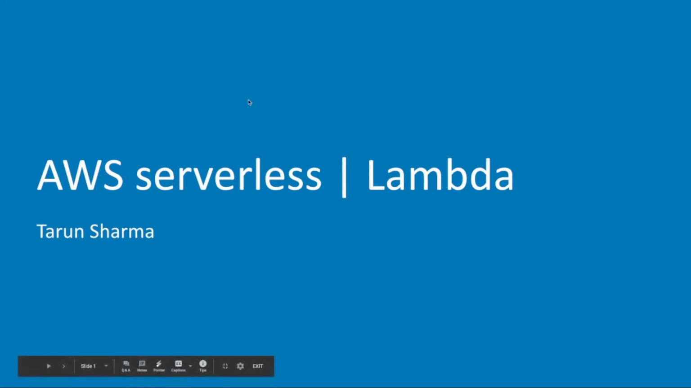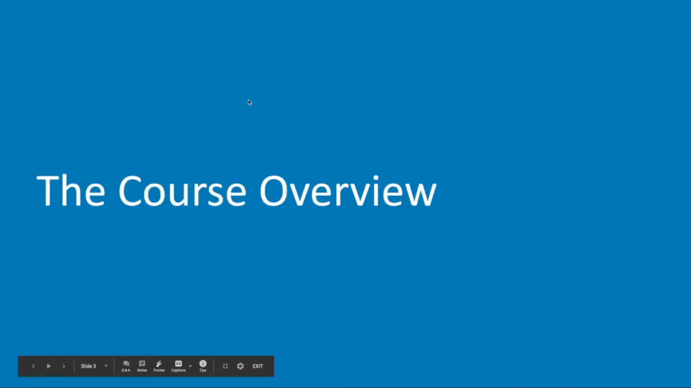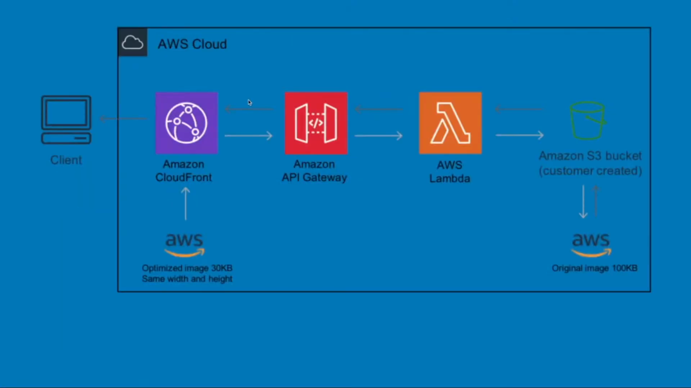Next, let's see what we are going to cover. This course overview talks about specific components of AWS. I'm not targeting a wide variety of services. This is a specific section which talks about AWS serverless. So we are going to focus on API Gateway, Lambda, S3 buckets, SQS and DynamoDB. These 3-4 services we are going to target.